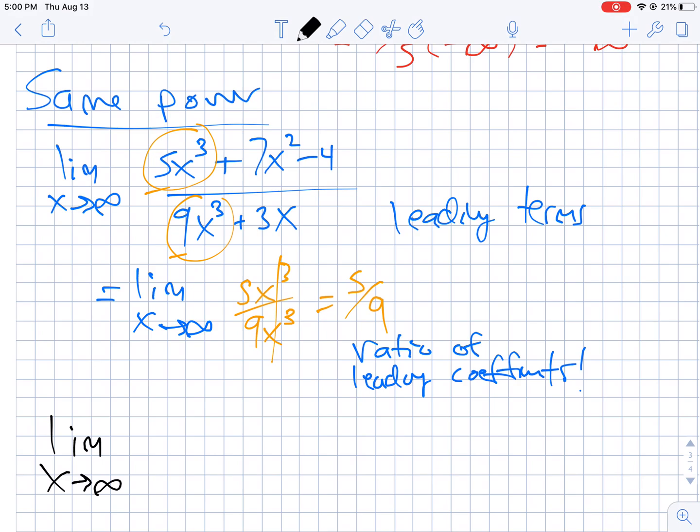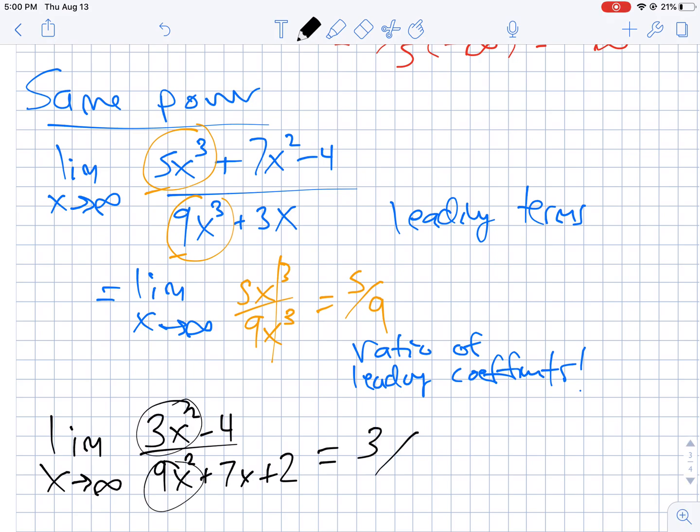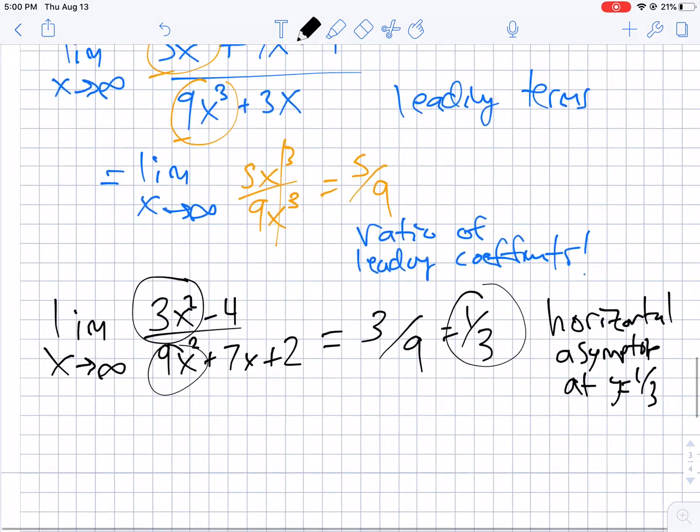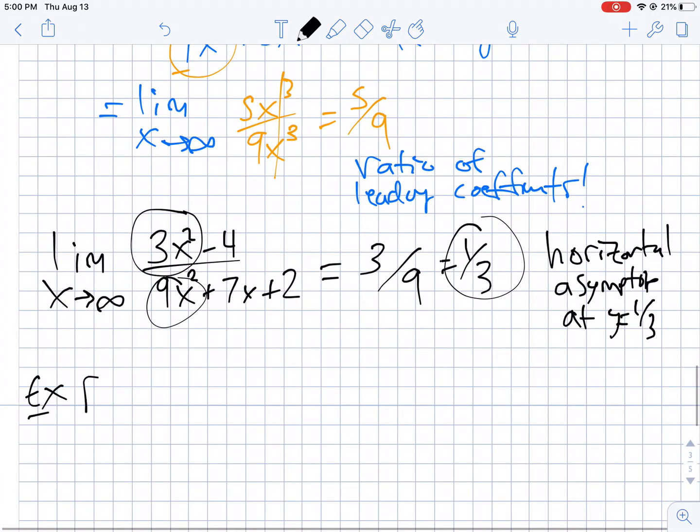But you'll take some limit of, say, 3x squared minus 4 divided by 9x squared plus 7x plus 2. And you just look and say, hey, I got a 3, I got a 9. They're both x squareds. So you got 3 over 9, which is just 1/3. And that's the shortcut you can use. And don't forget what this means. This means that you have a horizontal asymptote at y equals 1/3.